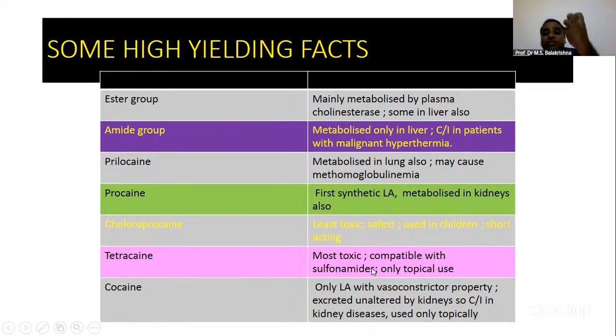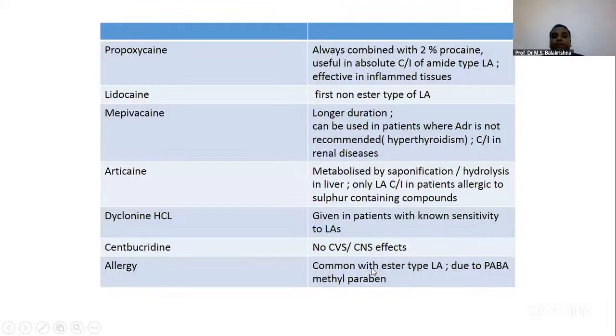Cocaine has vasoconstrictor property. Then propoxycaine is always mixed with 2% procaine, useful in patients where amide type is absolutely contraindicated, effective in inflamed tissues. Lidocaine, the first non-ester type of LA, mepivacaine. So this is a table which you should go through. These are all the MCQs which have been tabulated and made into a table.